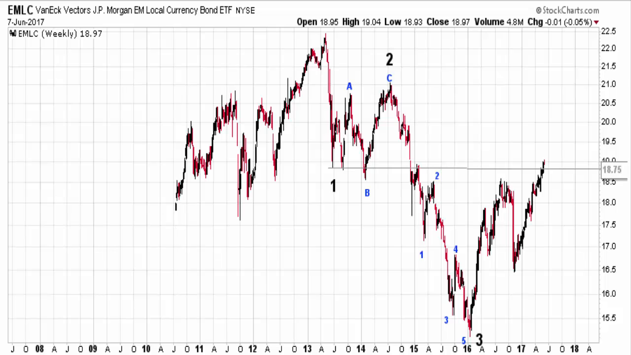I want to take a look at these ETFs that you had sent me to analyze. The first one we're going to look at is one that we've looked at before. It is EMLC, which is the VanEck Vectors JP Morgan Local Currency Bond ETF.